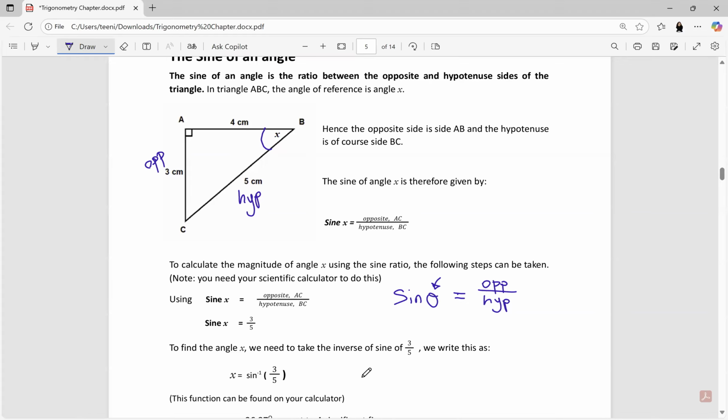And you should get 0.6. All right. So the sine of this angle is 0.6. Now, to figure out what the angle is in degrees, you have to press the second function on your calculator or shift, depending on if you have a Casio or a Sharp, and then press the key that has sine on it.